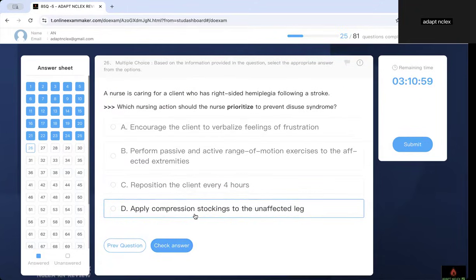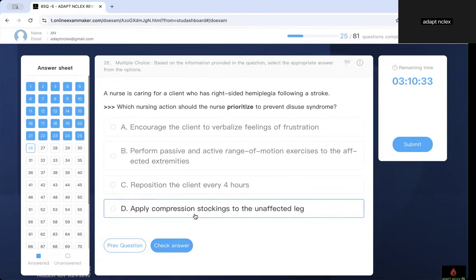Right-sided hemiparesis following stroke. Why am I hitting you right there? Because it's a stroke patient, because it's basic care and comfort, and that's the patient you will see. That's the patient the NCLEX will ask you. Which nursing action should the nurse prioritize to prevent disuse? As you can see, all three questions are saying the same thing, in different language, but you're using the same concept. This is asking you about disuse syndrome.